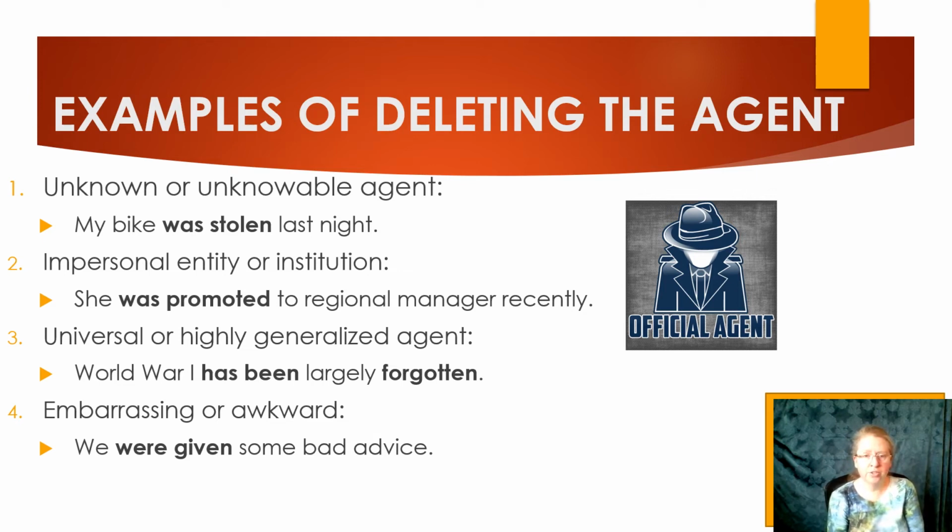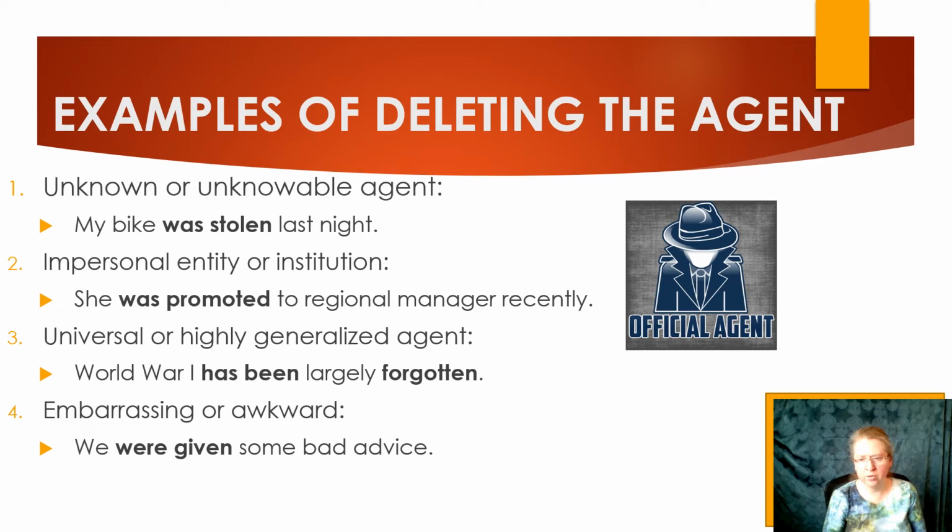If we don't know who the agent was, my bike was stolen last night. I don't know who stole it. So the passive form works really well here because without it, I'd have to just say somebody stole my bike last night. But I can use the passive form and I don't even have to mention the agent, the person who did the action.